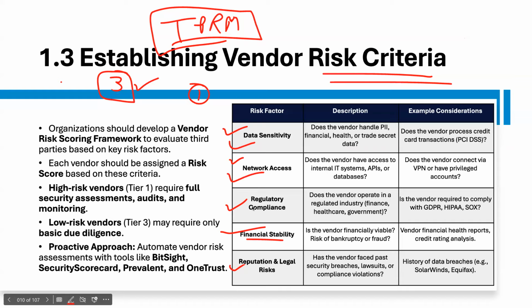Now comes the regulatory compliance part. Here you need a second person, the legal person, for regulatory compliance. Then third is the financial person, to check the financial stability, the profit and loss statement, the P&L. The information security person cannot do that, the legal person cannot do that. So here you need a financial person. Again, for reputation and legal risks, you need a legal person.